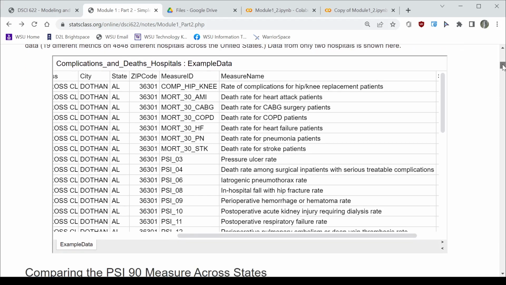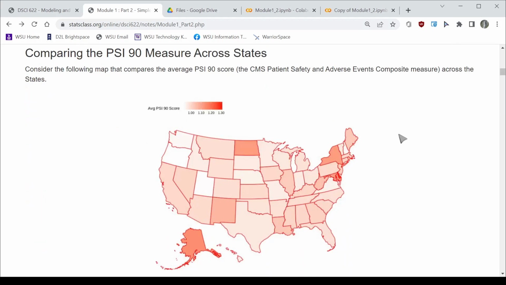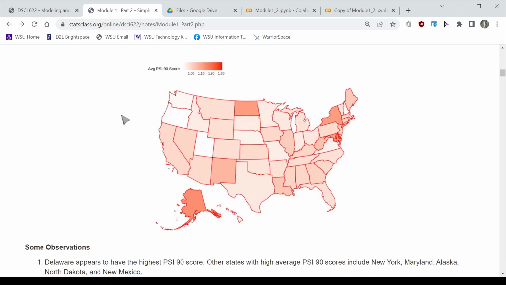So again, I've cleaned up that data for you or provided the code to clean up that data. Here, before I get started into my simple linear regression analysis, I'm just doing a map of the PSI 90 measures. Again, this is that patient safety measure. Red is bad here. So it looks like Delaware here is quite red. Alaska has a pretty dark shade of red, and even New Mexico and North Dakota there. New York is fairly red.